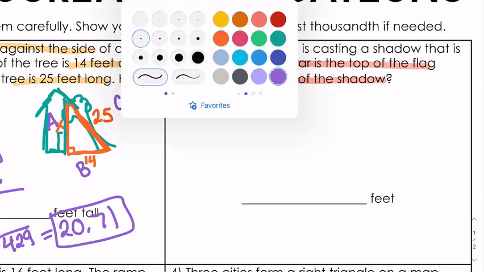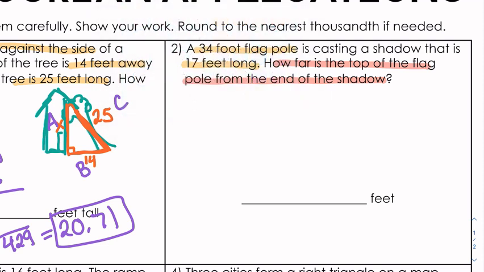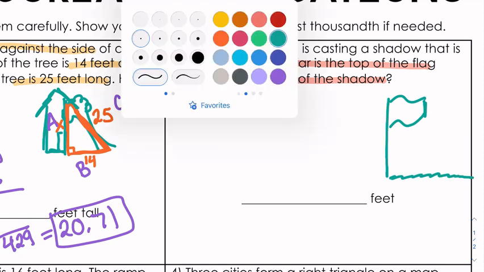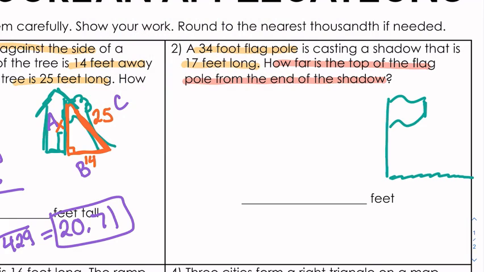All right, so I'm going to draw our picture in green again. So we have a flagpole, I'm going to draw myself a little flagpole, and it's casting a shadow that is 17 feet long. So I have my flagpole, I have my shadow. I'm going to change colors and draw in my triangle here. So I've got my 2 legs of the triangle and I have my hypotenuse. The question is, how far is the end of the flagpole from the end of the shadow?